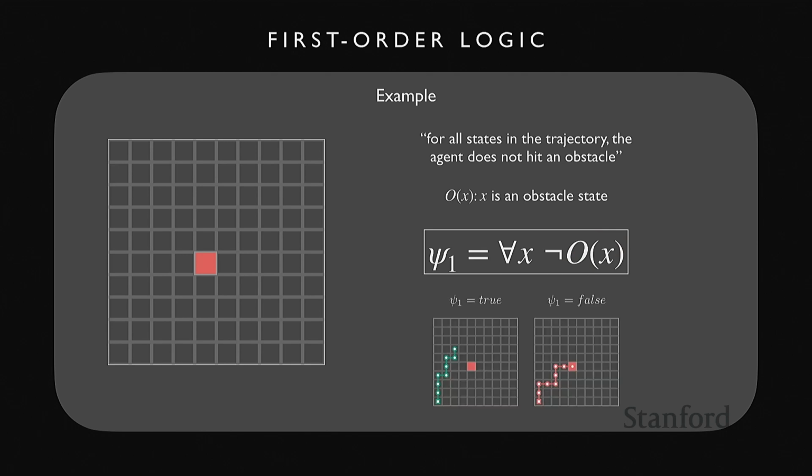So just some examples: on the left would be a trajectory for the system that does satisfy the specification, it doesn't end up in the obstacle, and then on the right, it does hit the obstacle, there is a state that hits the obstacle, and so it does not satisfy it.